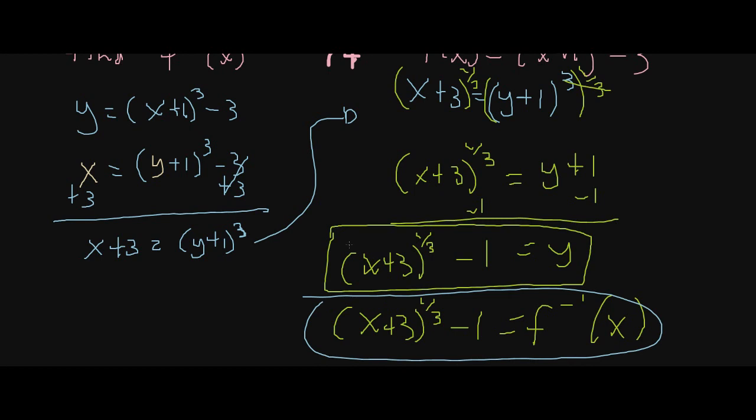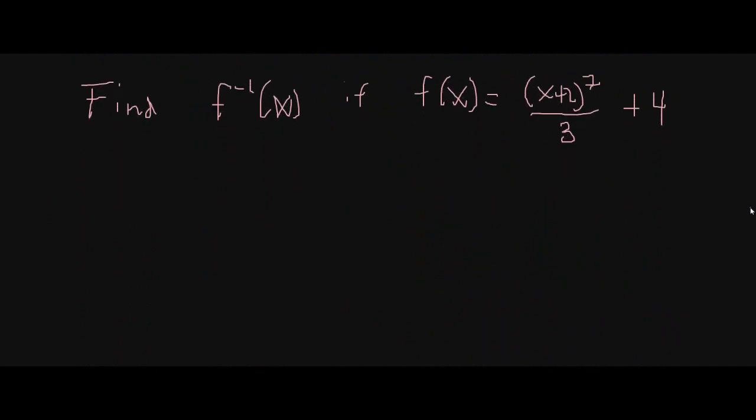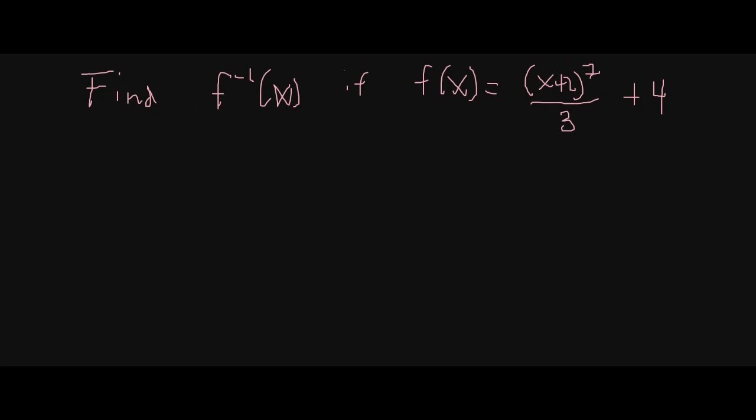Let's go ahead and look at another problem. Let's find the inverse of f of x if f of x is equal to ((x plus 2) raised to the 7th power) all divided by 3, plus 4. So first I'm going to rewrite this as y is equal to ((x plus 2) raised to the 7th power) divided by 3 plus 4.